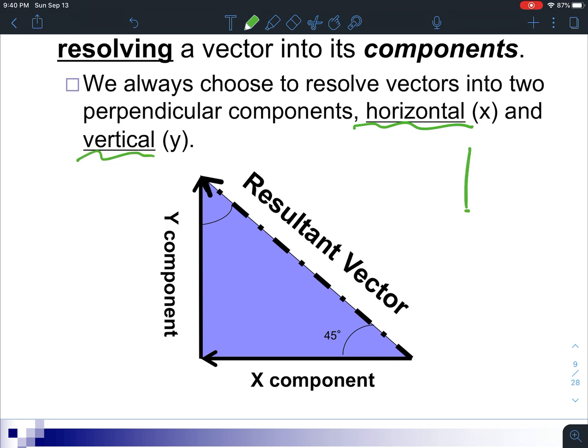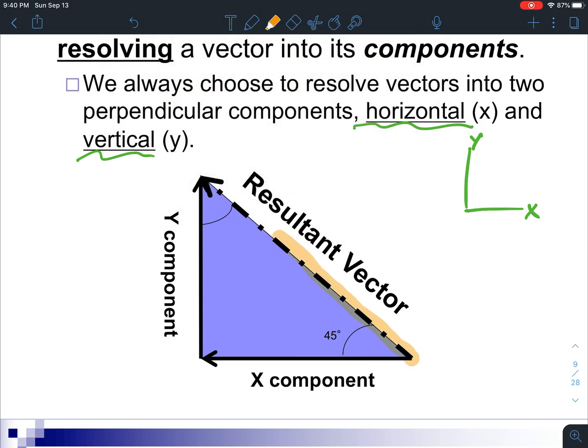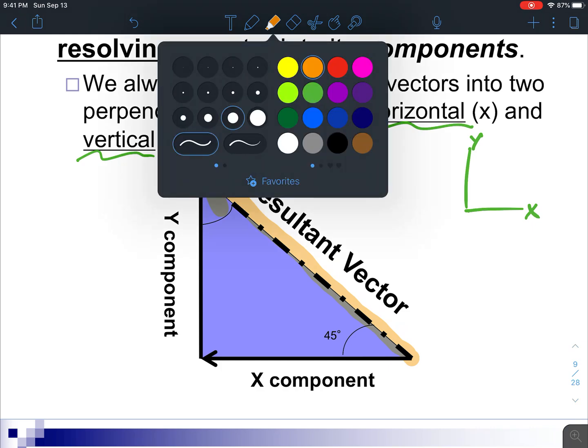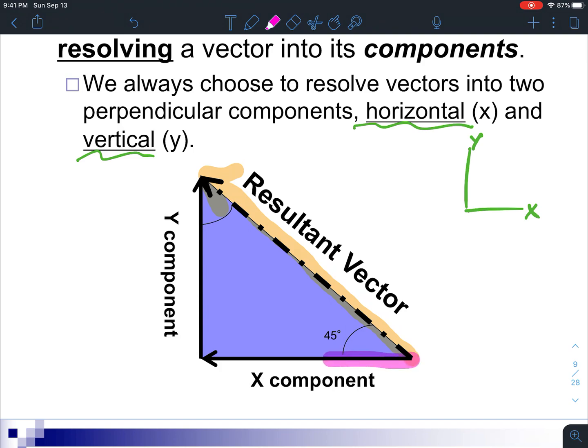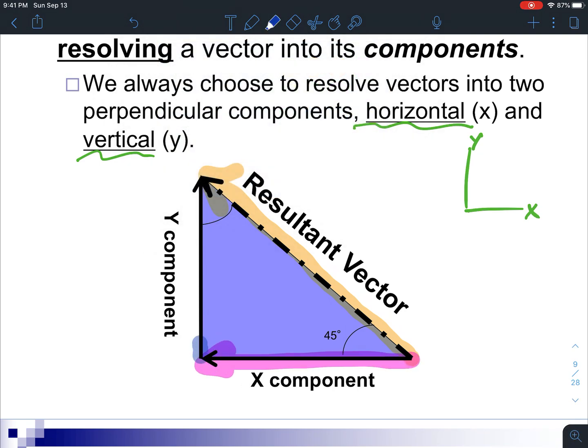So this x and y is coming from the graphing that we've talked about a lot. Y being a vertical axis and x being the horizontal axis. So our angled one here is our resultant, right? And we're going to break that down into components. And so we want to break it down specifically into a horizontal or x component, and we want to break it down into a vertical component or y component.